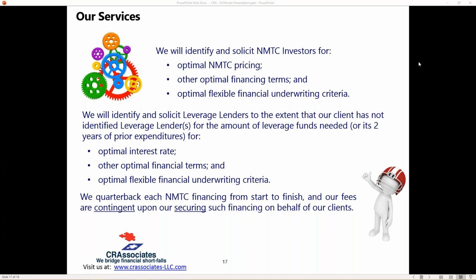We also identify and solicit leverage lenders to the extent that our client has not identified leverage lenders for the amount of leverage funds needed, or its 2 years of prior expenditures, with optimal interest rate, optimal financial terms, and optimal flexible financial underwriting criteria. Again, we quarterback each new market tax credit financing from start to finish, and our fees are contingent upon our securing such new market tax credit financing on behalf of our clients.